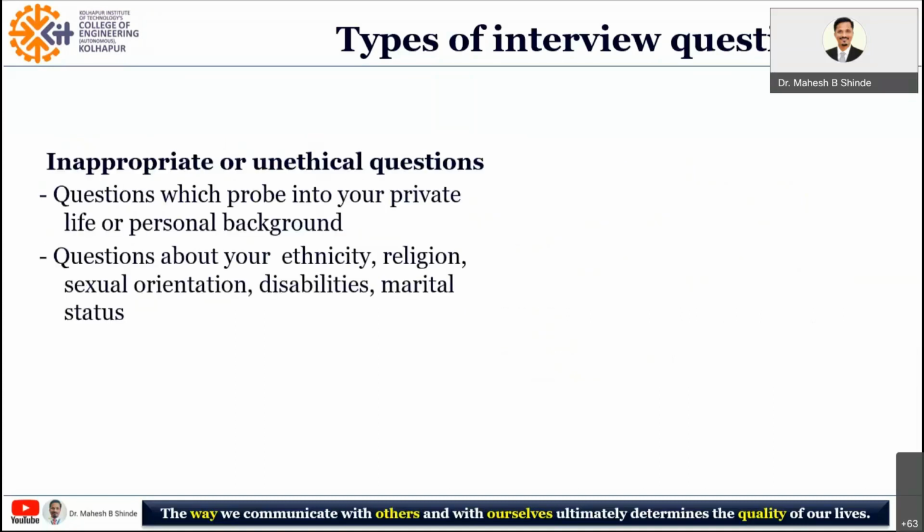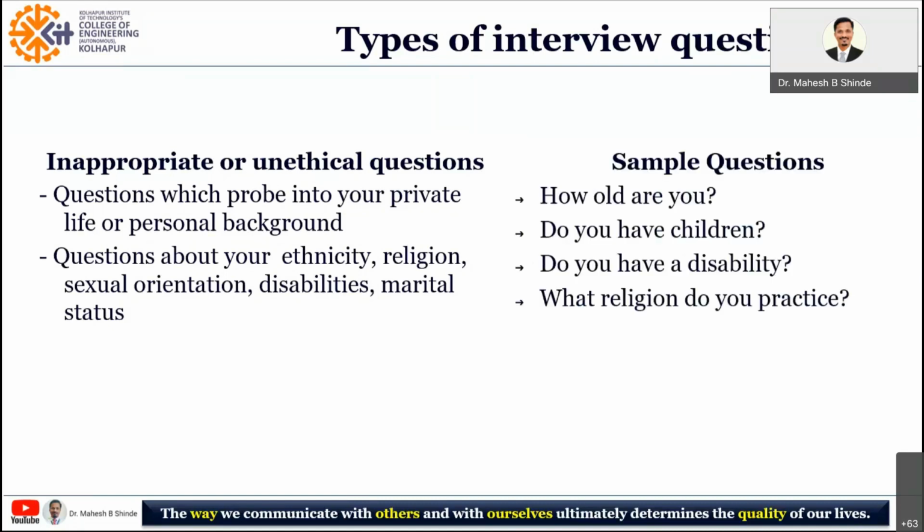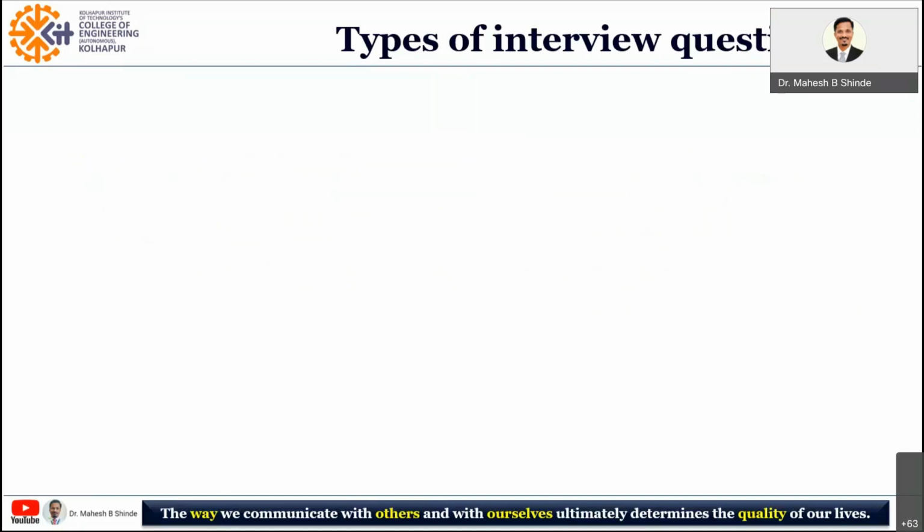Inappropriate or unethical questions cannot be asked by the interviewer in an interview, but still in some competitive exams such questions are asked, and it is absolutely fine to answer some of those. The questions about your ethnicity, religion, sexual orientation, disabilities, marital status, and so on, like how old are you, do you have children, do you have a disability, what religion do you practice, such questions cannot be asked unless they are in competitive exams for various government posts.